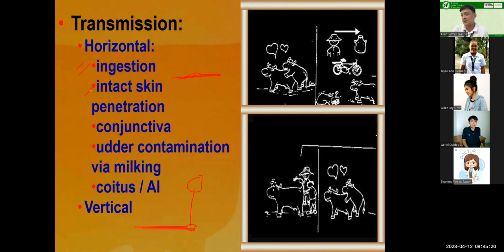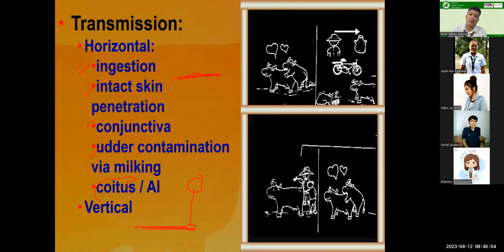And we have also the penetration to the skin, lalo na kapag ka merong wound yung animal, not just only the skin, but we have also in the natural orifices na expose ang mucous membrane, like we have mouth and then we have the eye. And we have also the other contamination. Other, udder, lalo na kapag ka nakahiga yung animal na nagpapadede or lactating, open ang mga teat canals, pwedeng pumasok doon ang bacteria. And we have also coitus.